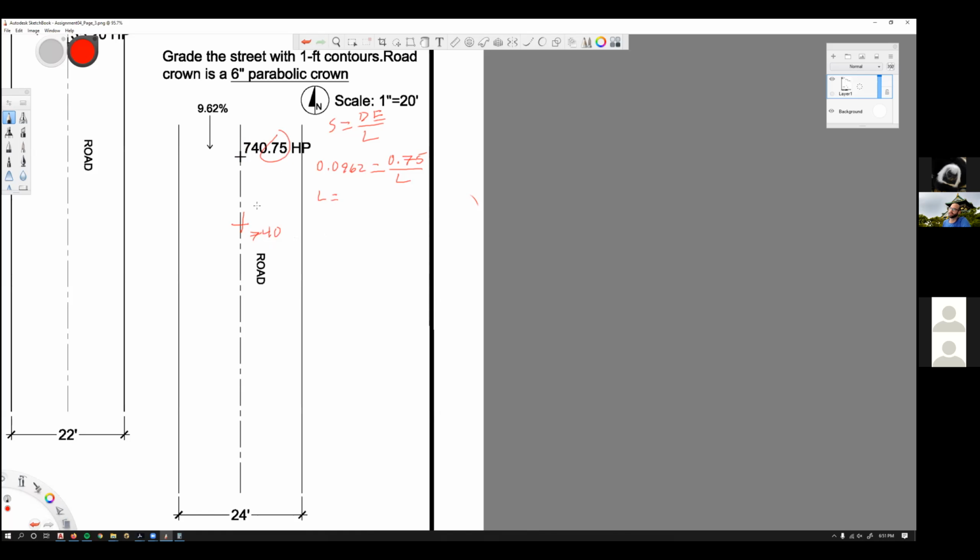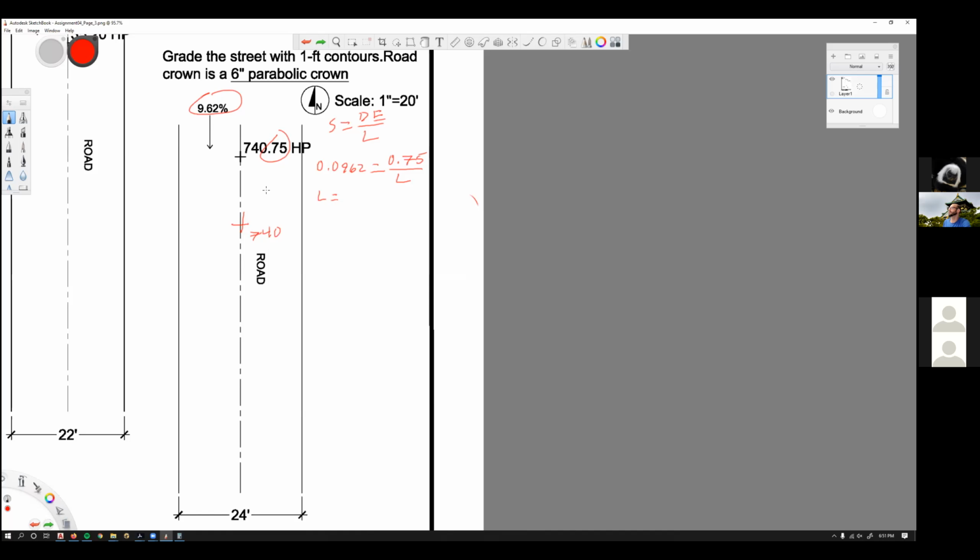To figure out how far away the first real contour is from the point that we're given, we need to use the slope and the difference in elevation to figure out the length, which is the distance between these two points. All right, does that make sense? Not really. Okay.